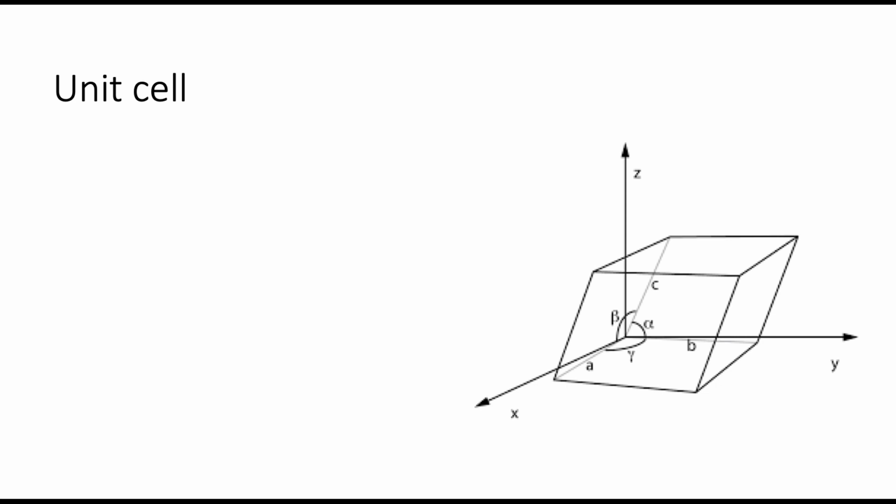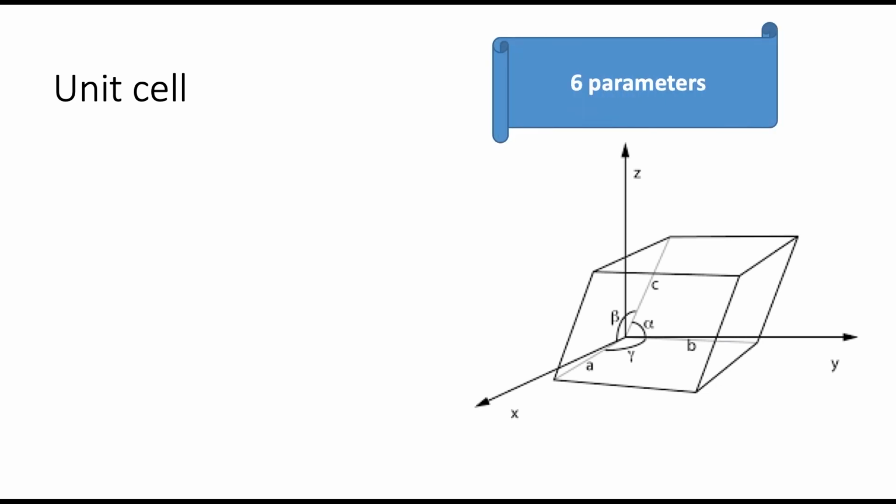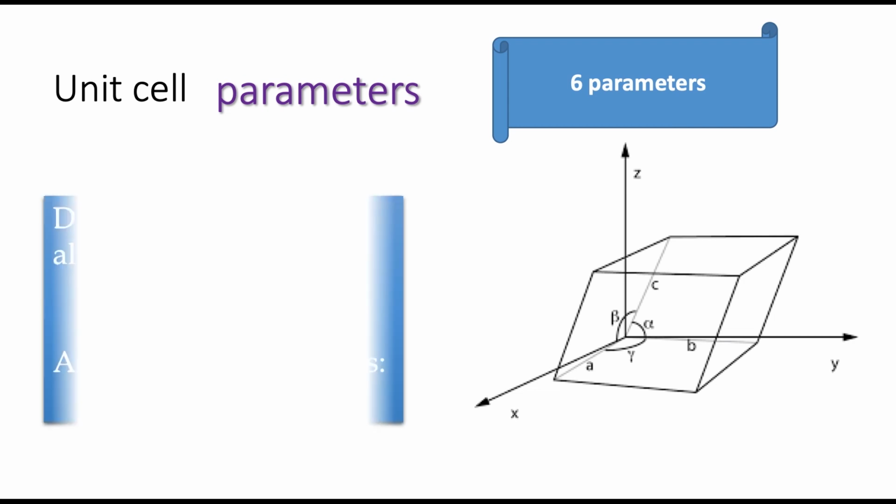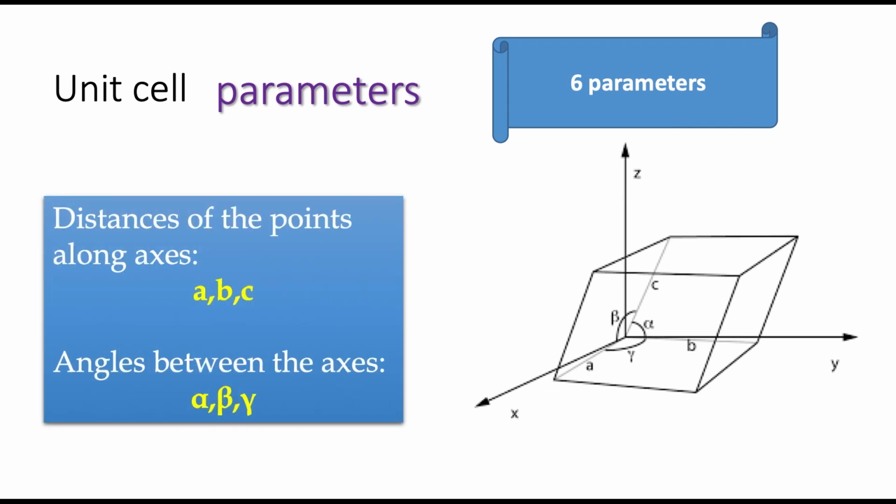Now, how do we characterize a unit cell? We have 6 parameters to characterize a unit cell, and these are called the unit cell parameters. These are the distances of the points along the axes indicated as a, b and c, and the angles between the axes indicated by alpha, beta and gamma. Let us understand these parameters.